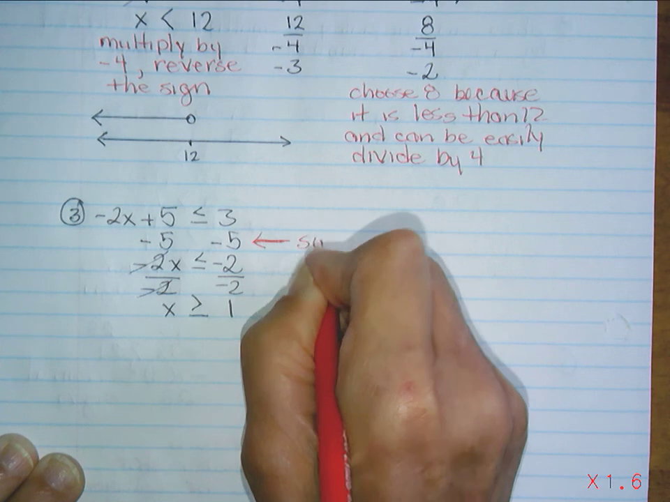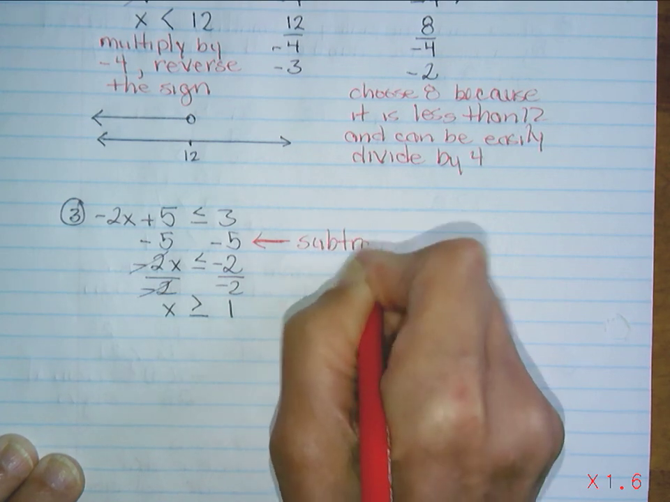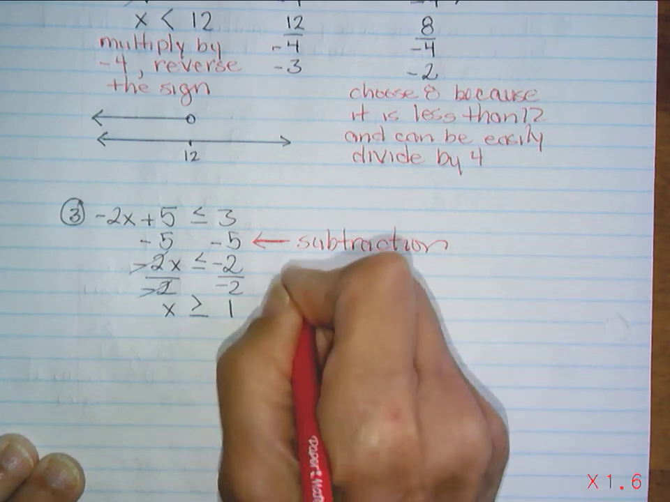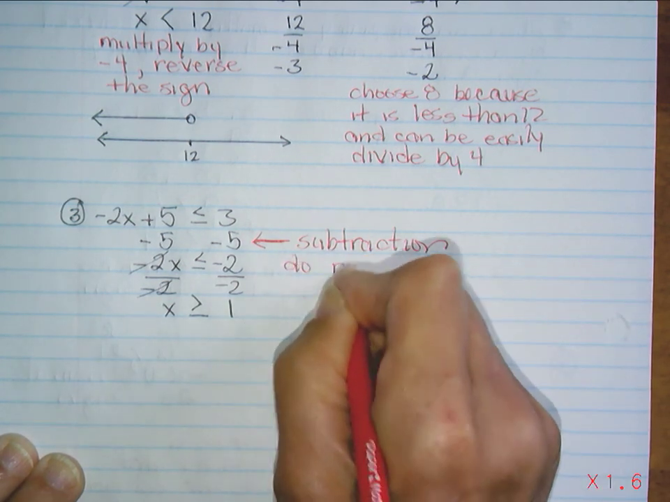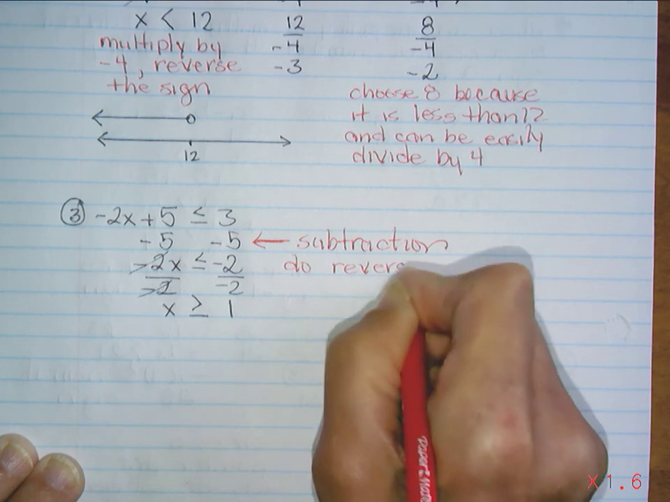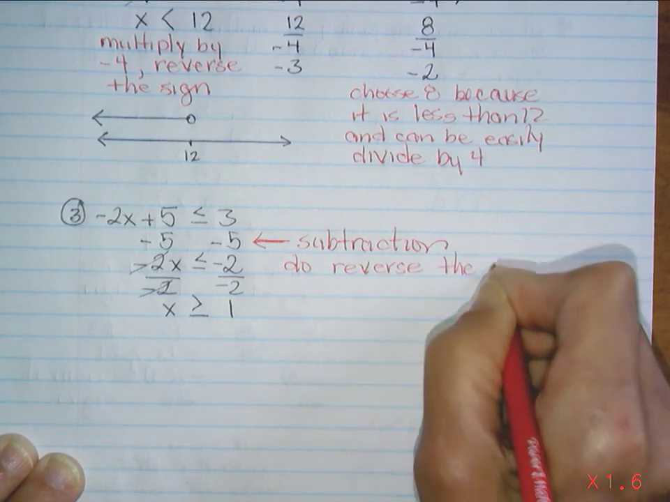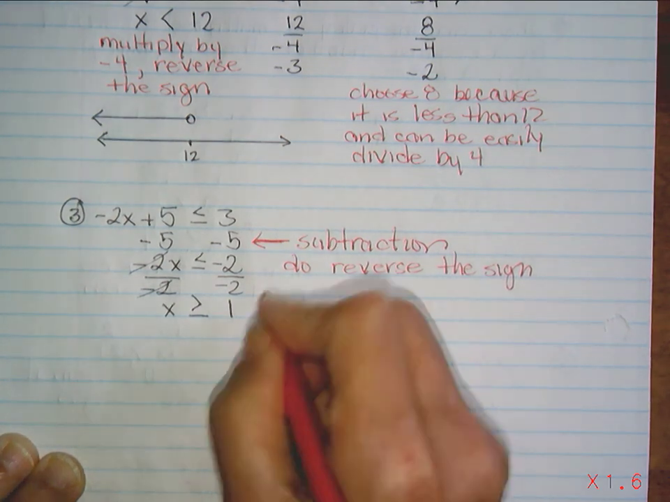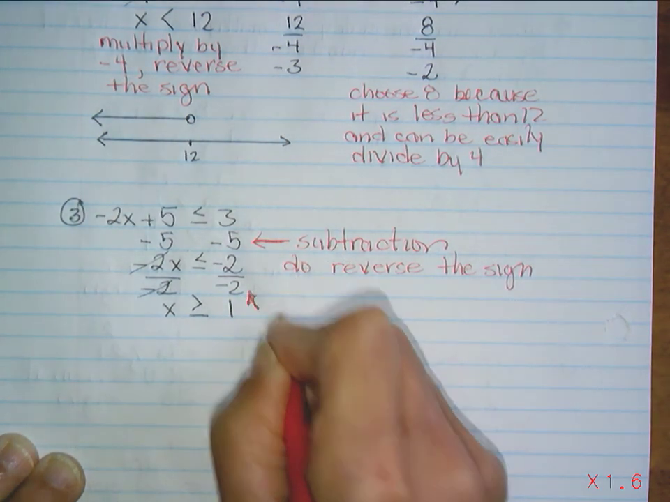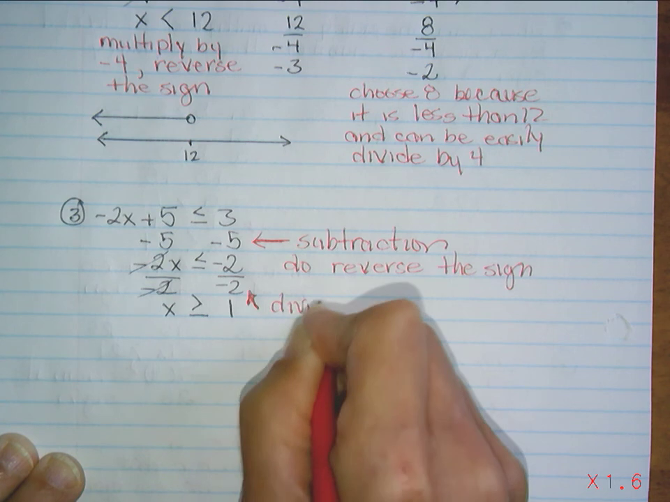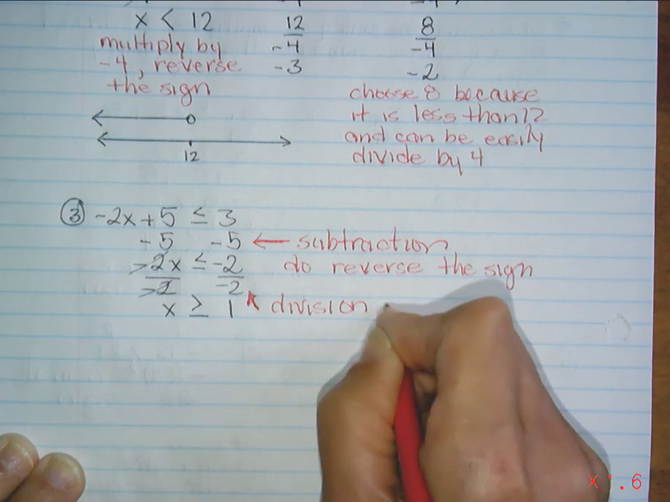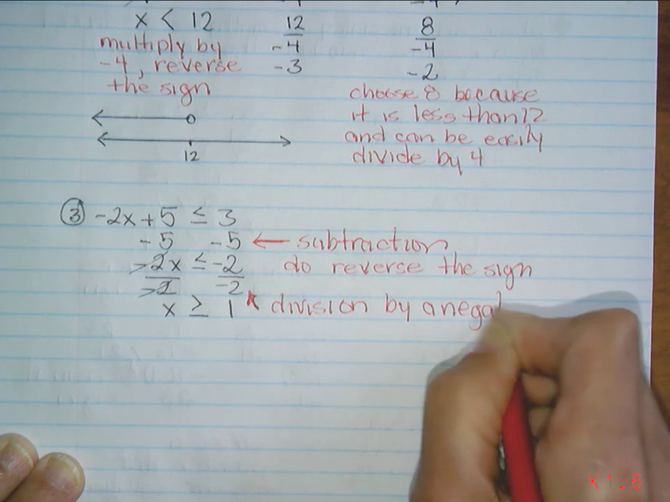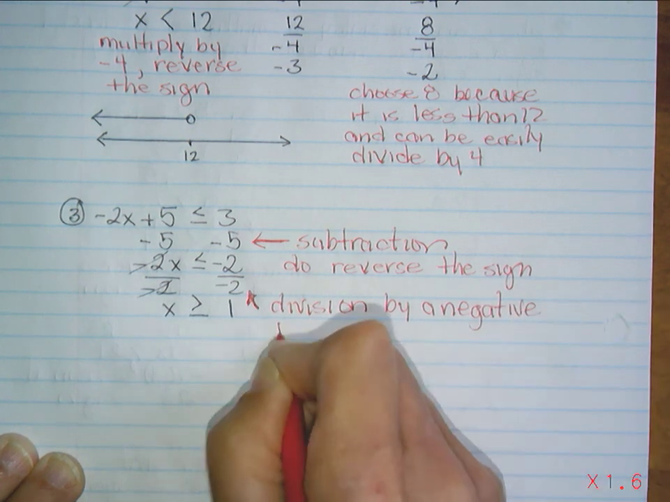Now here's the trick. That is subtraction. It is not multiplying or dividing by a negative. Do not reverse the sign. That's the biggest mistake. People subtract and then they think they have to change the sign. No, this is division by a negative.